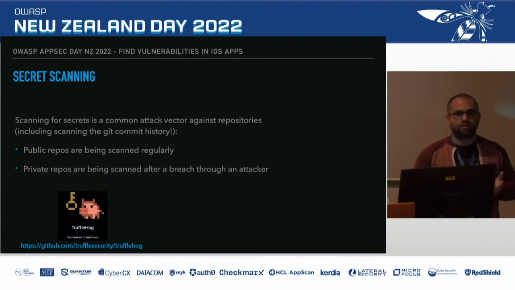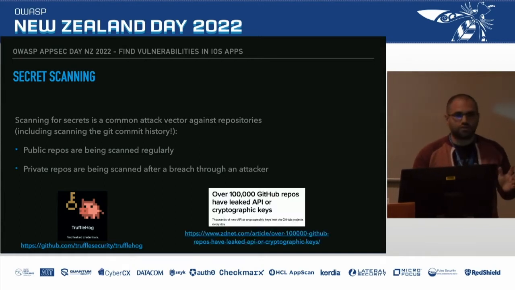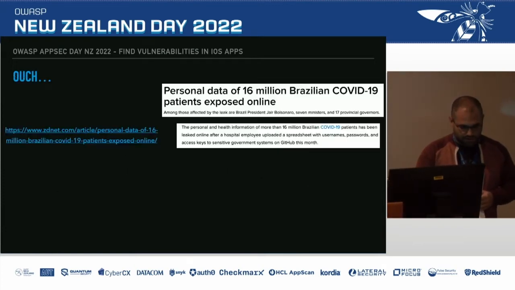And the same is for private repos. If you have a breach or some attackers are actually able to access a private repo, then also the first thing that they will be doing is scanning the complete Git history for secrets. There's of course research ongoing, and we hear it in the news almost daily for years. And these are just two examples.